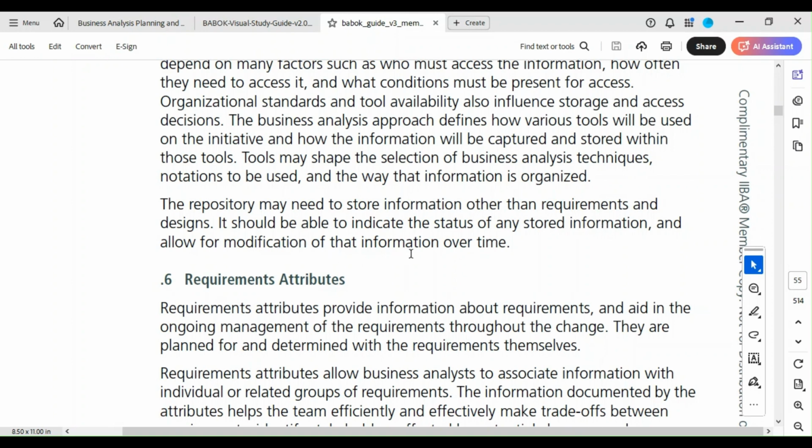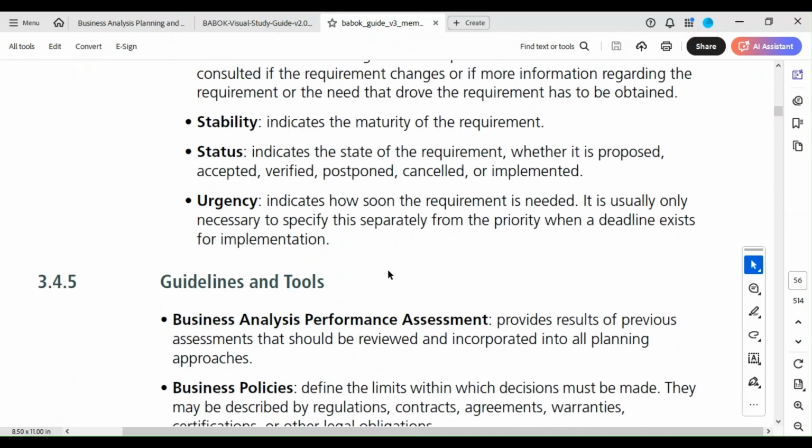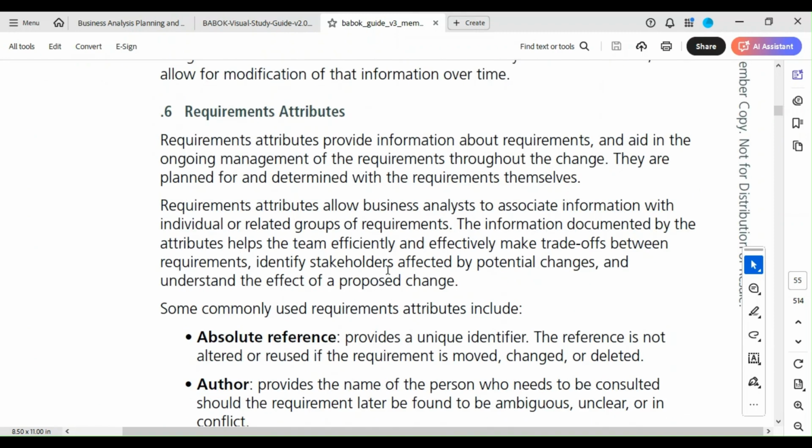It should be able to indicate the status of any stored information and allow for modification of that information over time. So wherever you store your information, it should allow you to modify your information over time.